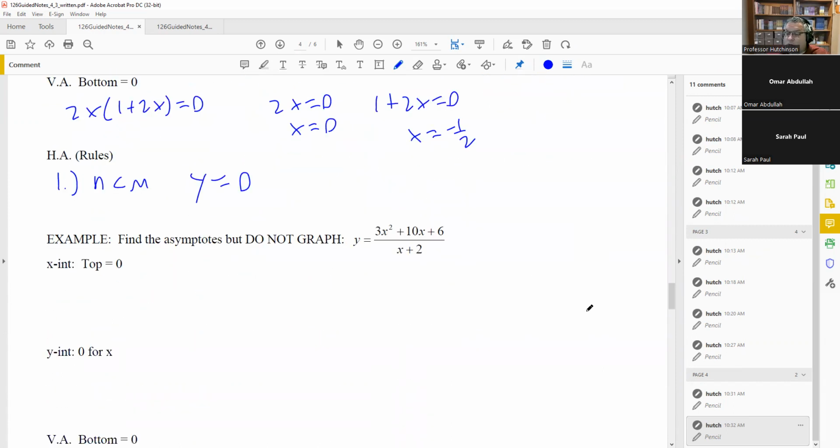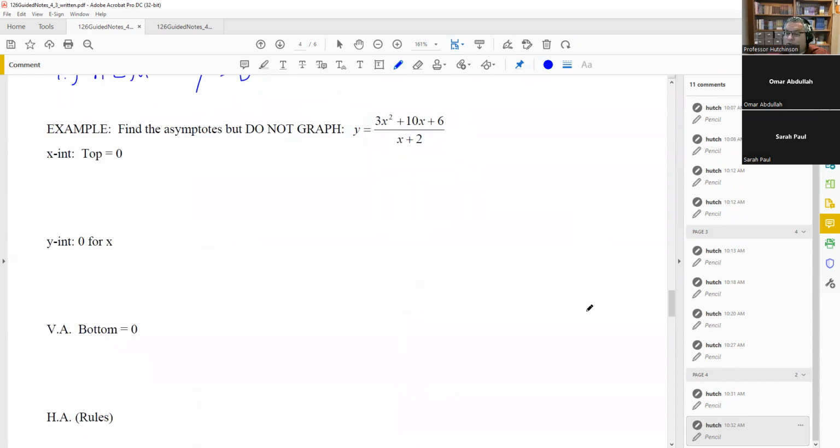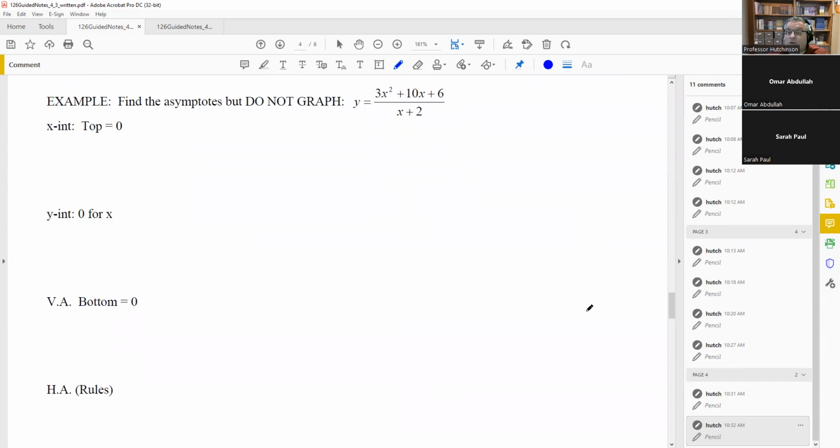Okay, so next is another one. This one, we're finding, again, just the asymptotes only. We don't have to find domain or range on this one. And there's no graph yet. We're just finding domain and range. Okay, so another one, for this one here, we want to try and factor this if we can.